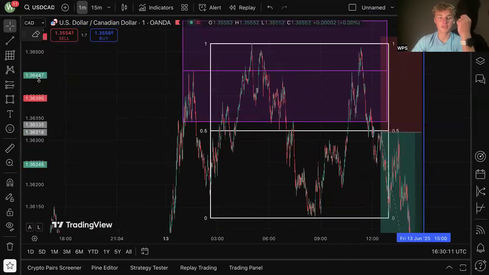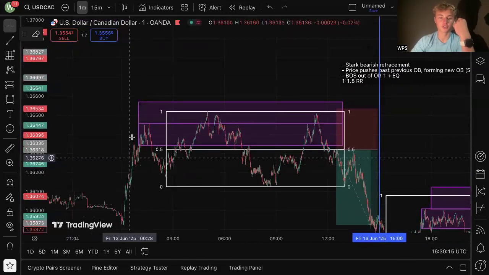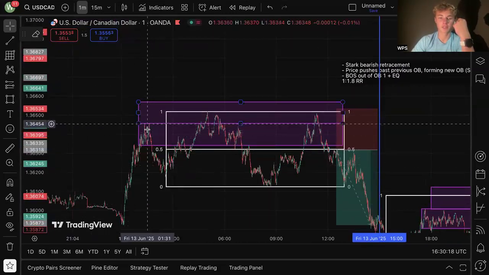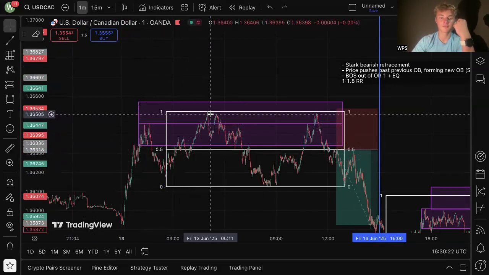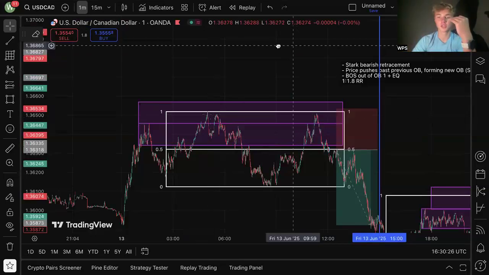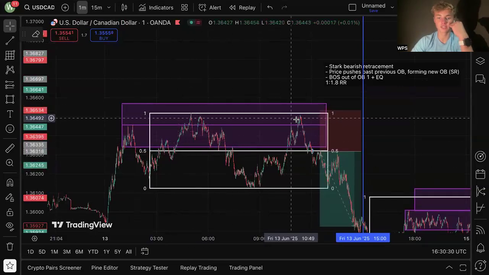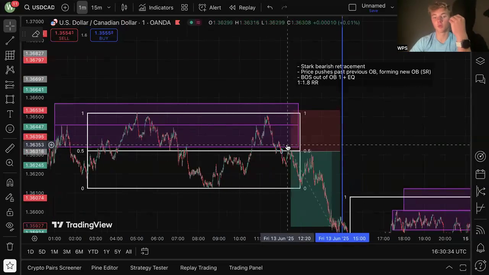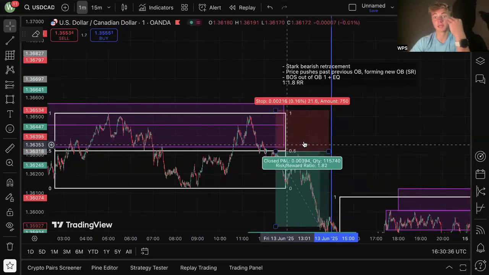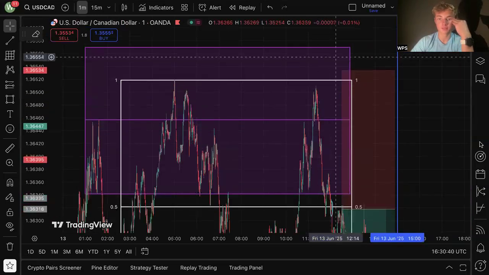Here, this trade was a bit different as well. We see that there's a stark bearish retracement up here, and then price seems to push past this order block, and it almost does a support. This sort of mirrors support and resistance, where it forms a new order block and it retraces into this order block, and then finally it retraces into order block one when it finally begins to sort of respect the first order block.